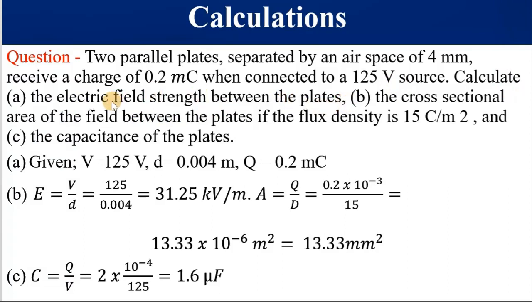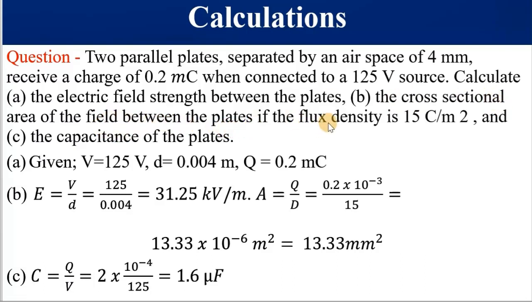Electric field strength, also known as electric intensity, is E. E is equal to V over D. So it's simply 125 volts divided by 0.004, and you are going to get 31.25 kilovolts per meter. The second question, B, asks us to find the cross-sectional area of the field between the plates.